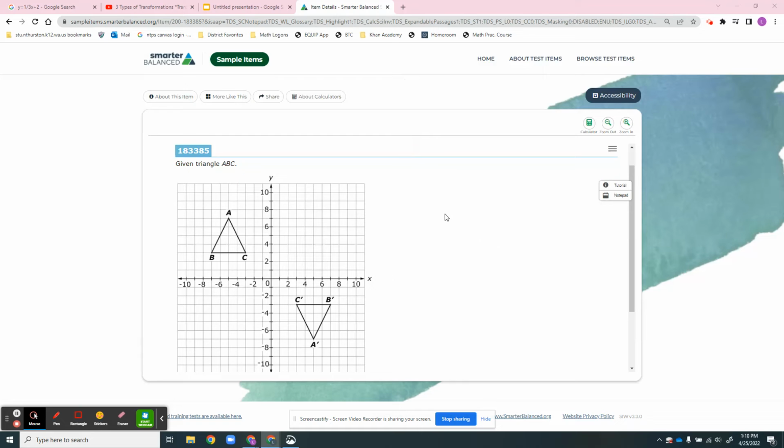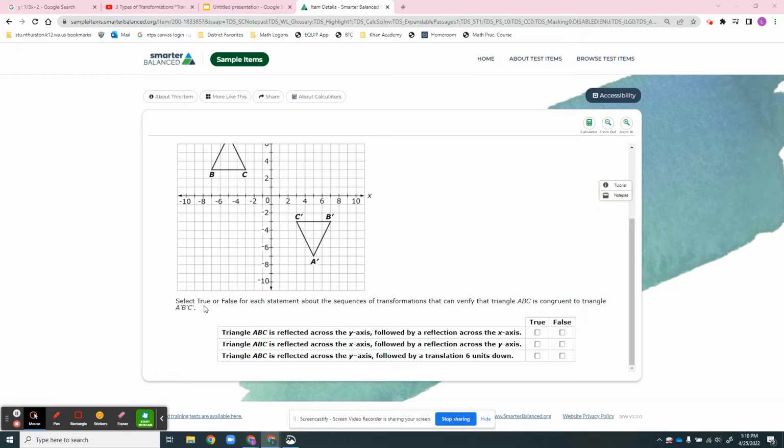And we're back. And now we're going to be looking at, given this triangle, A, B, and C, select the true or false statement, true or false for each statement of the sequences of transformations that can verify the triangle ABC is congruent to triangle A'B'C'. So we've got some statements here.